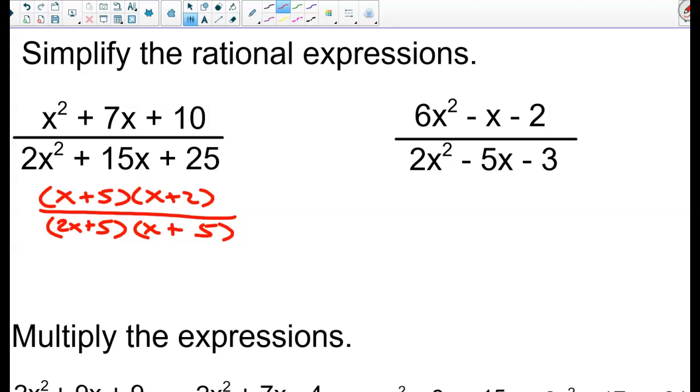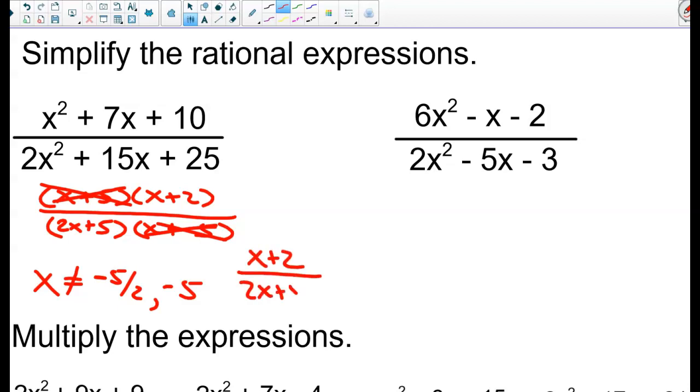Before I cancel anything out, what can x not equal? Negative 5 halves or negative 5. I would honestly do that before I cancel things out, because even if it cancels out, we still have to be aware it can't be equal to that. Here, x plus 5 over x plus 5 cancels, and my answer is x plus 2 over 2x plus 5.